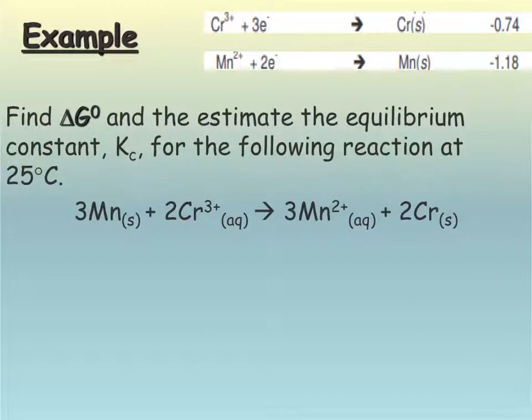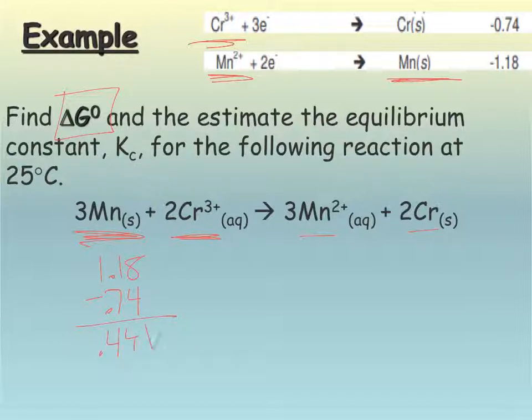All right, in this one we have a little more complex reaction. We're asked again to find delta G. Mn is right here, and as you notice, it is flipped, so I'm going to flip my value, 1.18. And then my chromium is the 3+ in my reactants, and that's exactly how it appears here. So 1.18 minus 0.74, and we get 0.44 volts. That's our E cell.